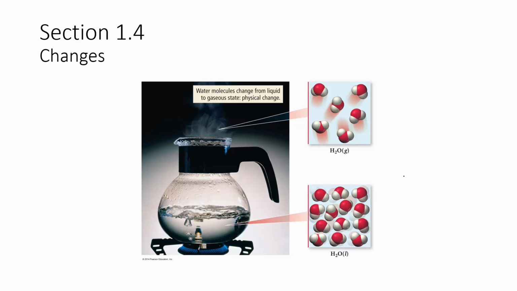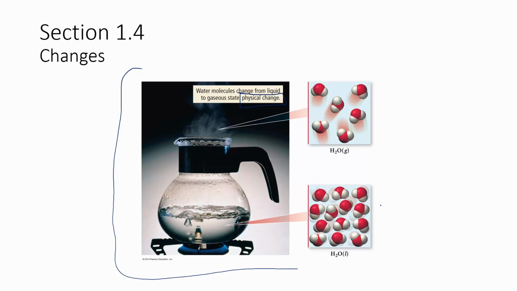Section 1.4 is about changes, and there are two basic types of changes we're going to look at: physical change and chemical change. What we have here is an example of a real-world object. We have water boiling away inside of a teapot, our coffee pot here, and in this case what we have is water molecules that are changing from a liquid state to a gaseous state. And this is one example of a physical change.